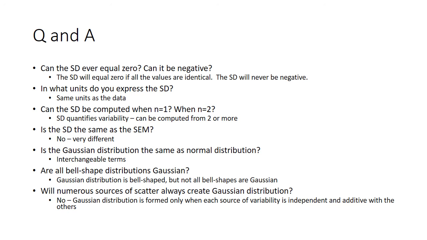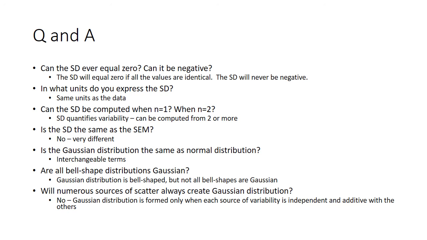Is the Gaussian distribution the same as a normal distribution? Yes, these are interchangeable terms. And then are all bell-shaped distributions Gaussian? You'll find that all Gaussian distributions are bell-shaped, but not all bell shapes are Gaussian. Again, you have to do those tests for normality to determine whether or not this holds true. Just because something looks Gaussian does not always mean that it is normally distributed.